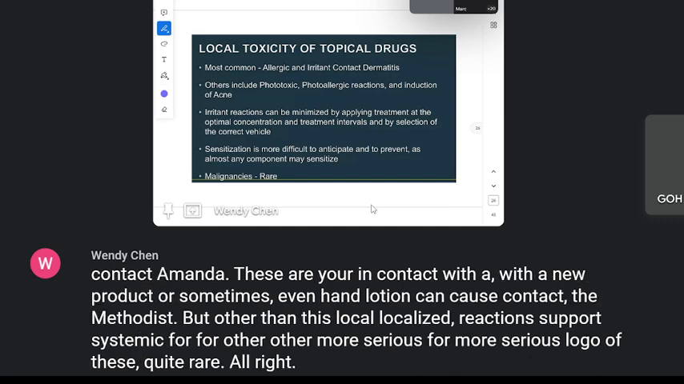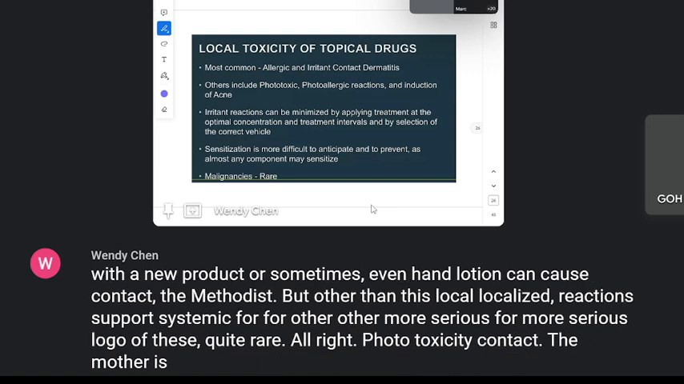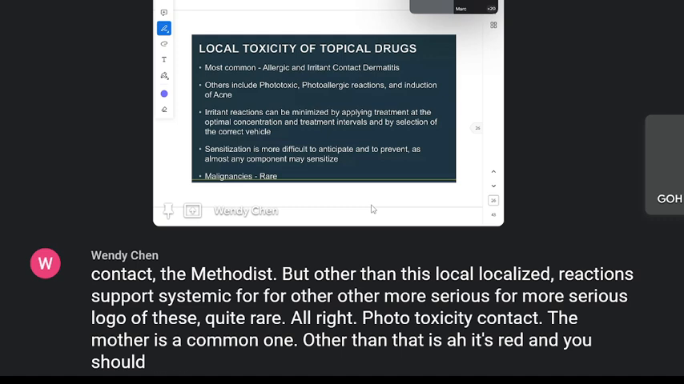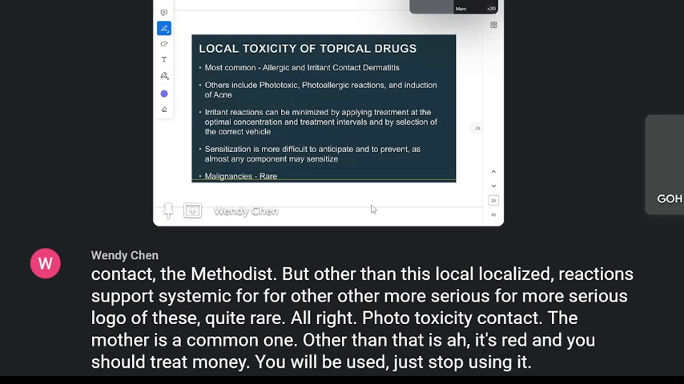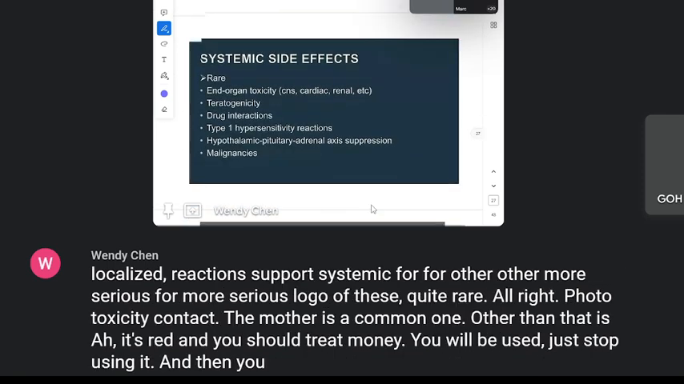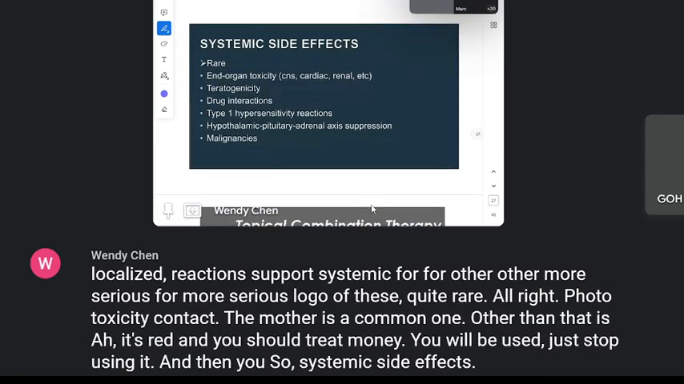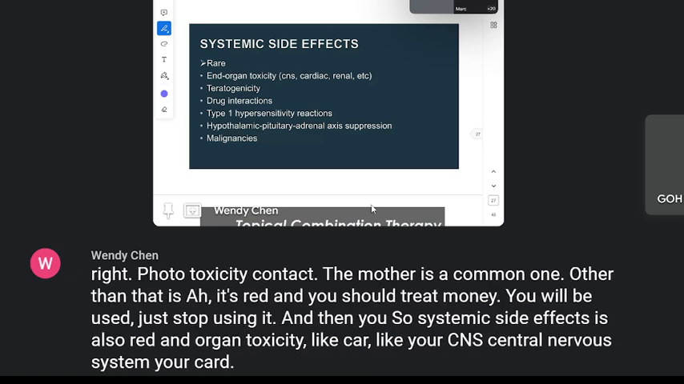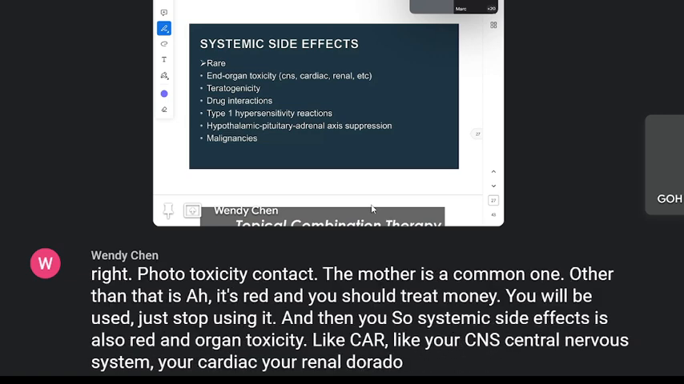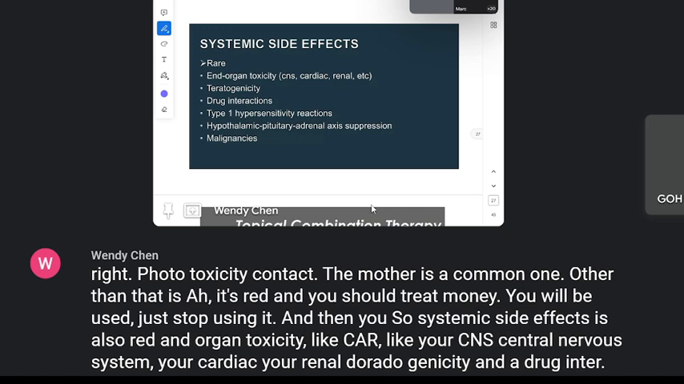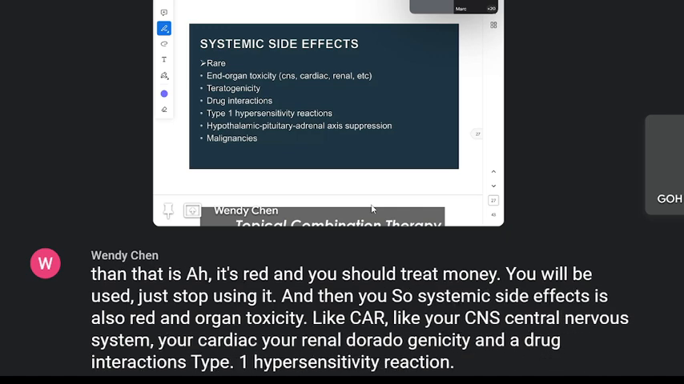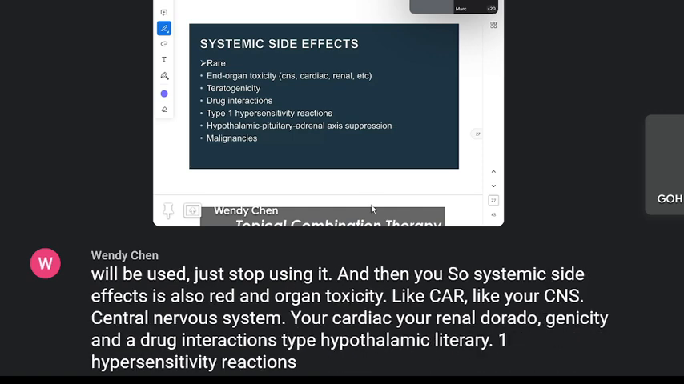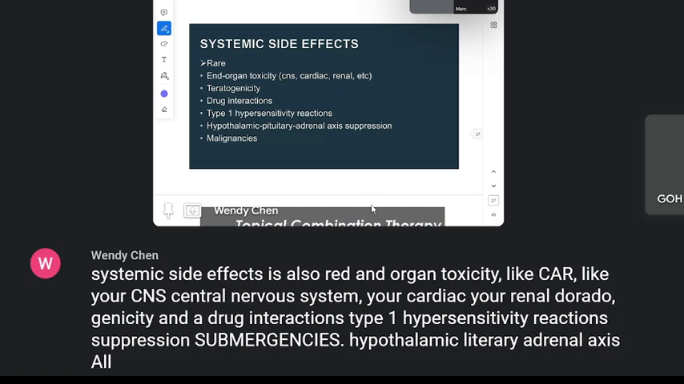Alright. Phototoxicity, contact dermatitis is a common one. Other than that, it's rare, and the usual treatment will be you just stop using it and then it will get better. Okay. So systemic side effects are also rare. End organ toxicity like your CNS, central nervous system, your cardiac, your renal, teratogenicity, and drug interactions, type 1 hypersensitivity reactions, hypothalamic pituitary adrenal axis suppression and malignancies. All these are very rare.